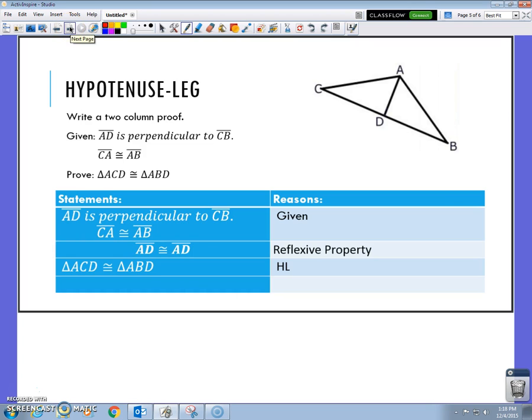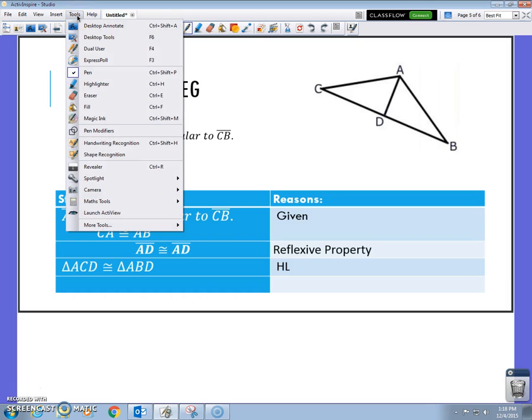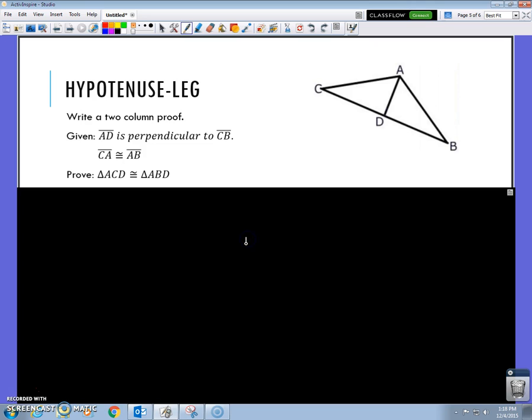And so if I was writing a 2-column proof, and I'm sure you want me to go ahead and cover this up, even though I know you're going to pause the video and just write it all down at once. When you think about this here, it says write a 2-column proof. It says AD is perpendicular to CB. So this is going to be important right here, this little right angle. And CA is congruent to AB. All right, prove triangle ACD is congruent to ABD.